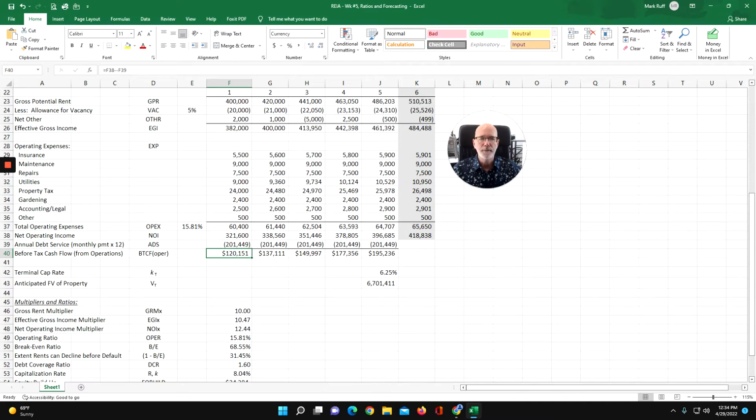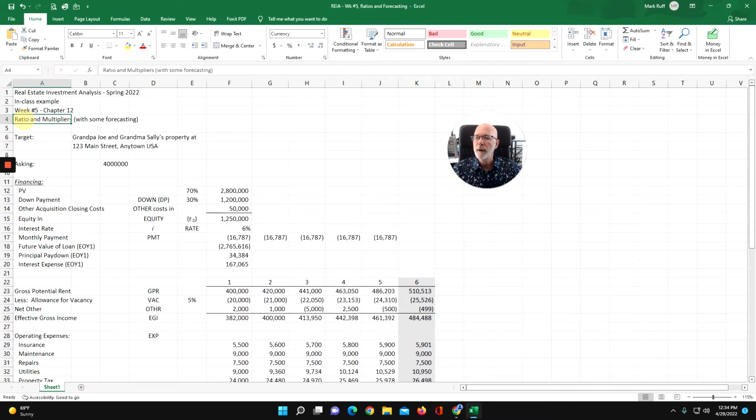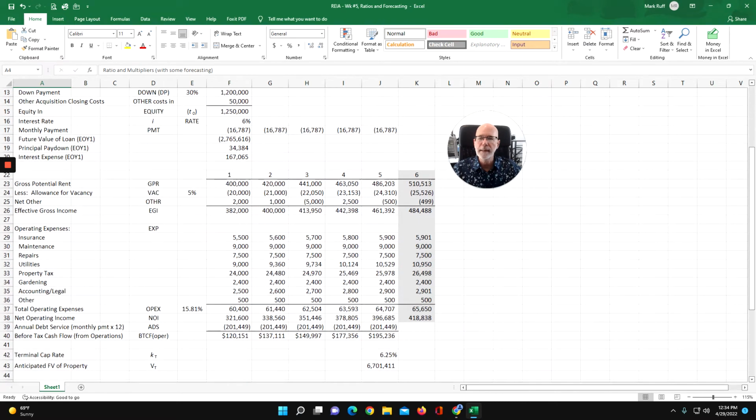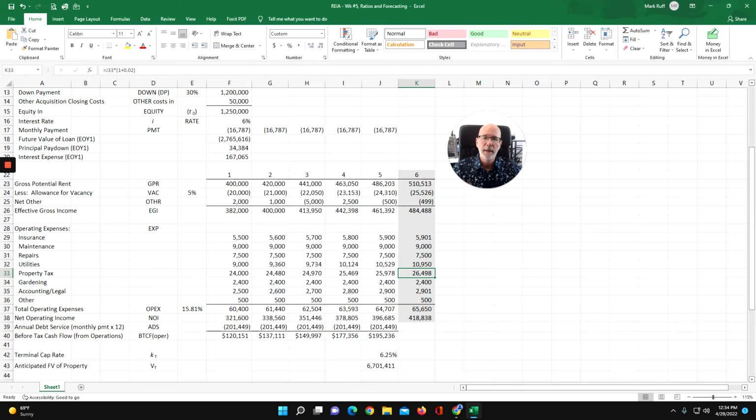All of these formulae are on page 241 of your class text. This is Unit 12, Traditional Measures of Investment Worth. You can frame it as ratios and multipliers with a little bit of forecasting because we're taking these numbers out into the future.